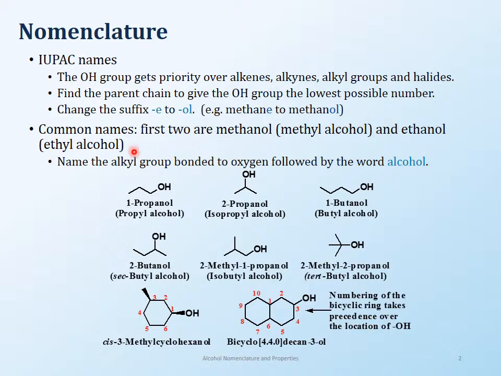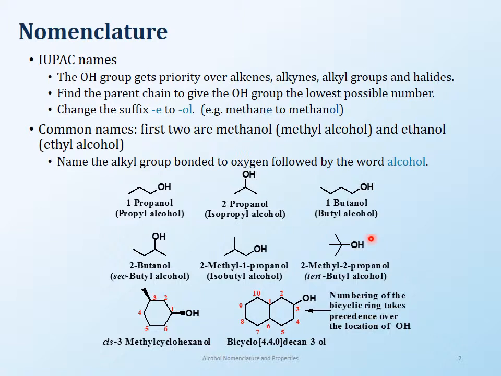So for common names, the first two alcohols that we know are methanol, which is also called methyl alcohol, and then ethanol, which is ethyl alcohol. For the other ones, you have to find whatever alkyl group you have and or the parent chain and then name accordingly. On this, the first few that we have here for you, in this one you will find the common names as well as the IUPAC names. Okay, so I will tell you both of those.